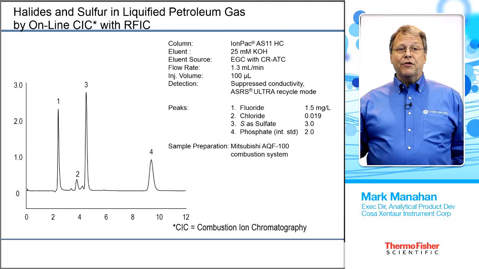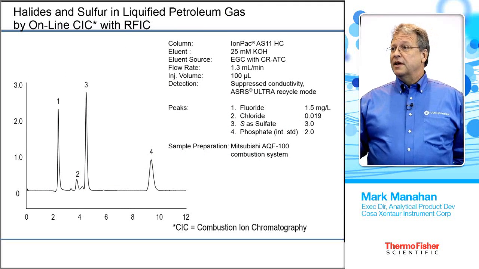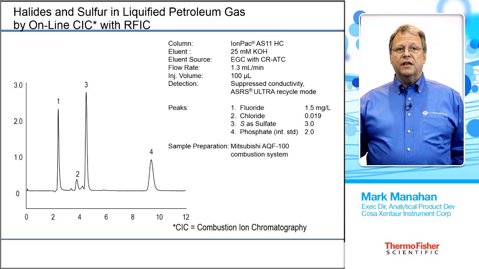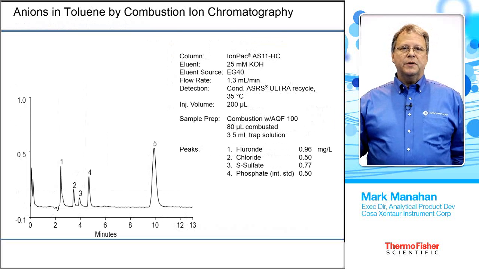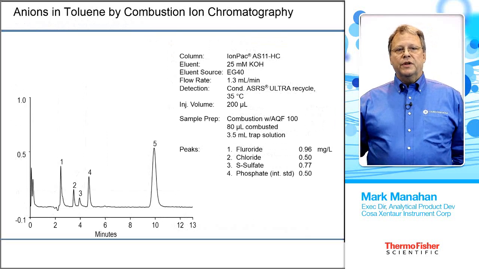Here's an actual chromatogram. Everyone loves to see a chromatogram. On this particular one, we're using an AS11HC column, and you can see the peak size and resolution. Here's another one with a lower concentration. We're using a 200 microliter loop, and we're doing fluoride, chloride, and sulfate. And notice phosphate is being used as an internal standard. On the old AQF100, we needed phosphate to adjust for the final volume. With the new 2100 with the optical sensor, an internal standard is not required.